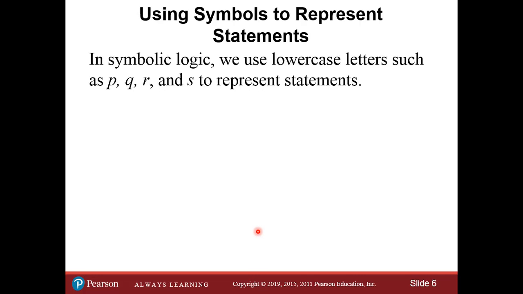In symbolic logic, we use lowercase letters to help represent logical statements, sentences, if you will. We could use P, Q, R, and S. This makes it very easy to represent and write down logical arguments, logical connections, and things like that, as you'll see. Instead of having to write out sentences all the time, we can replace those statements with letters, symbols, and write it using symbolic logic.